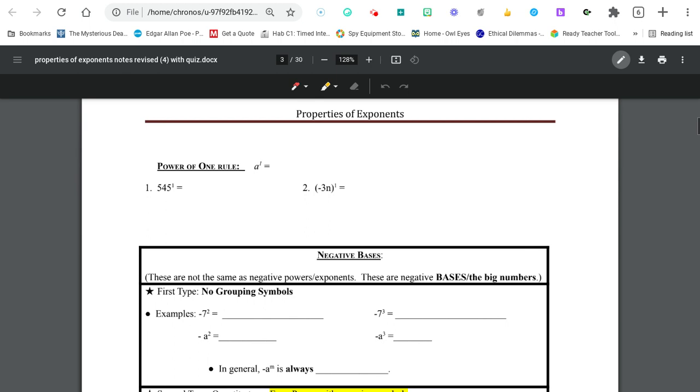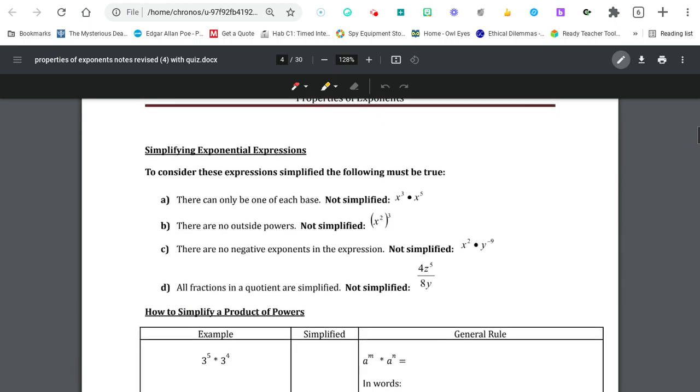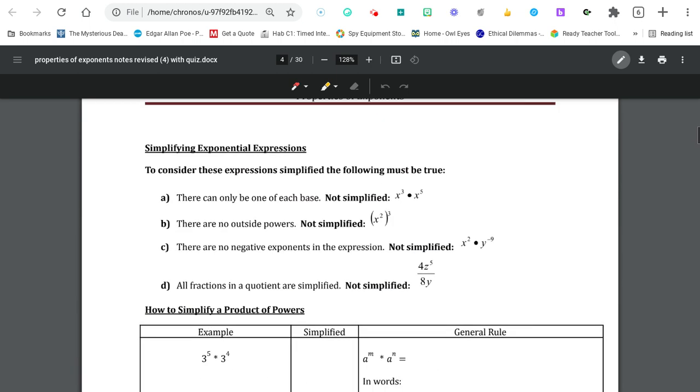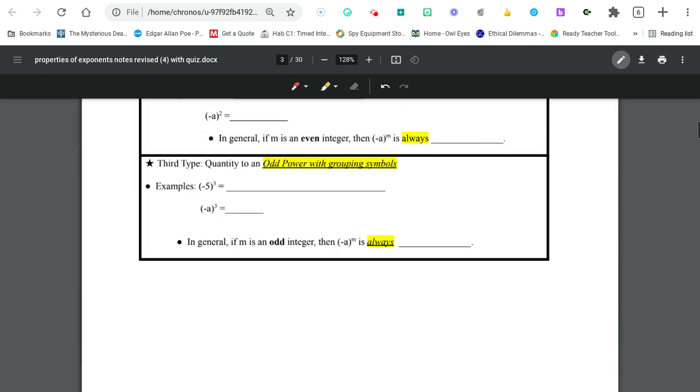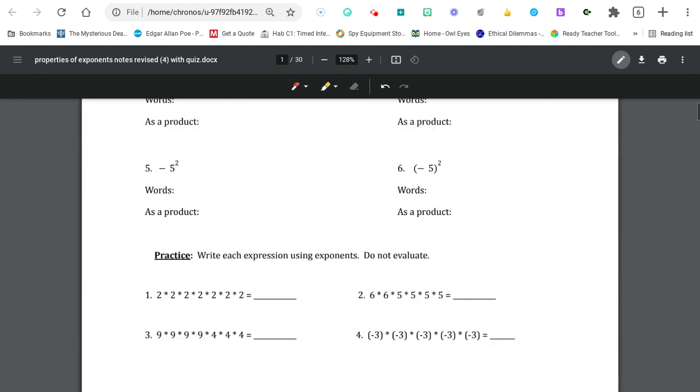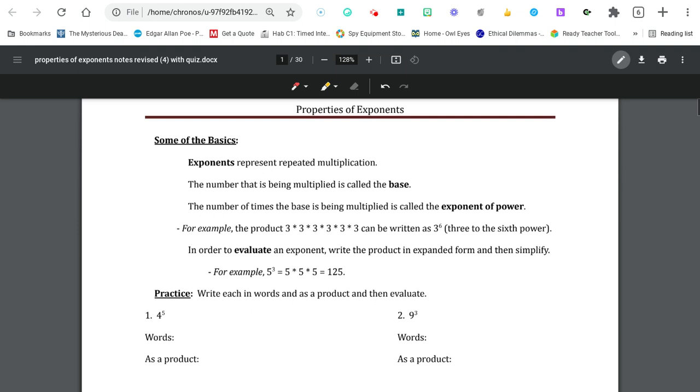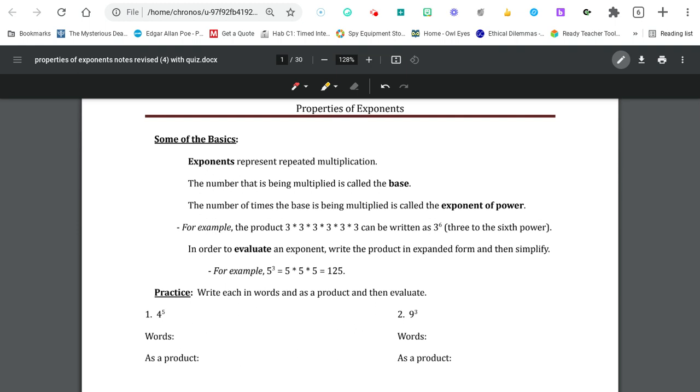actual exponent property rules. Those will probably be on this fourth page. I'll probably make videos for those maybe on Friday. We'll start at those actual rules. But let's talk about the basics. All right, so some of the basics about exponents.